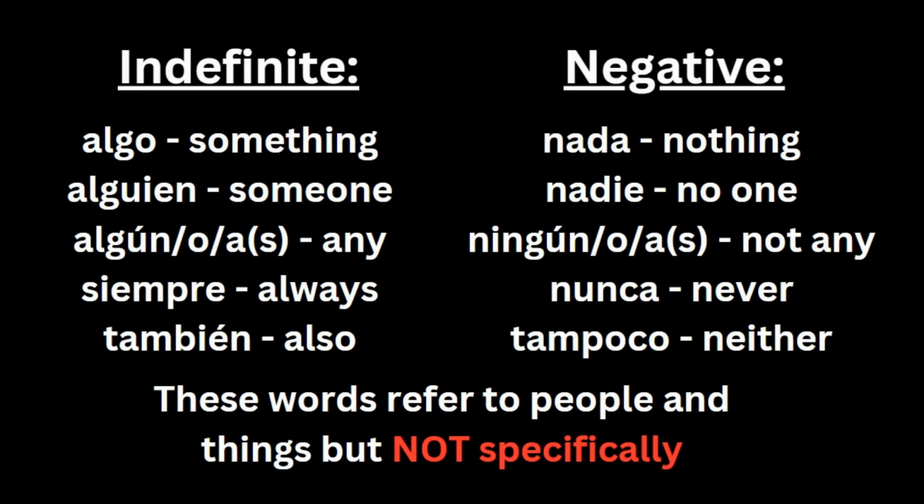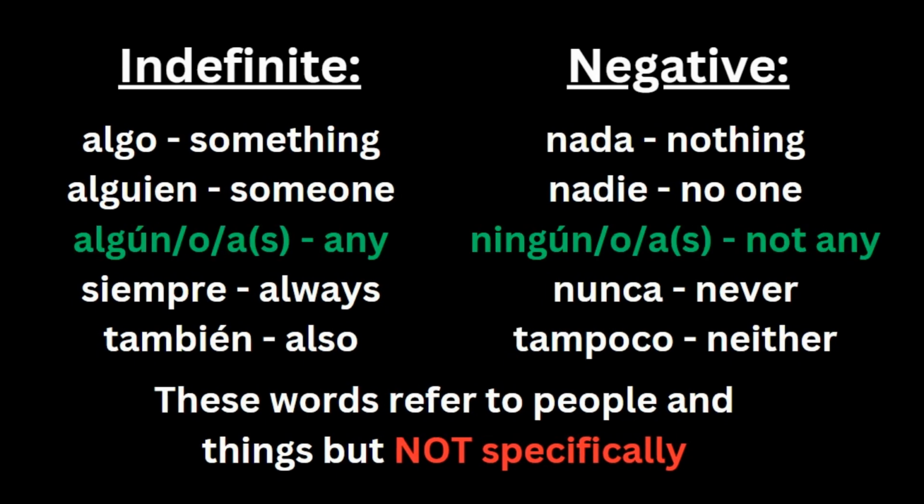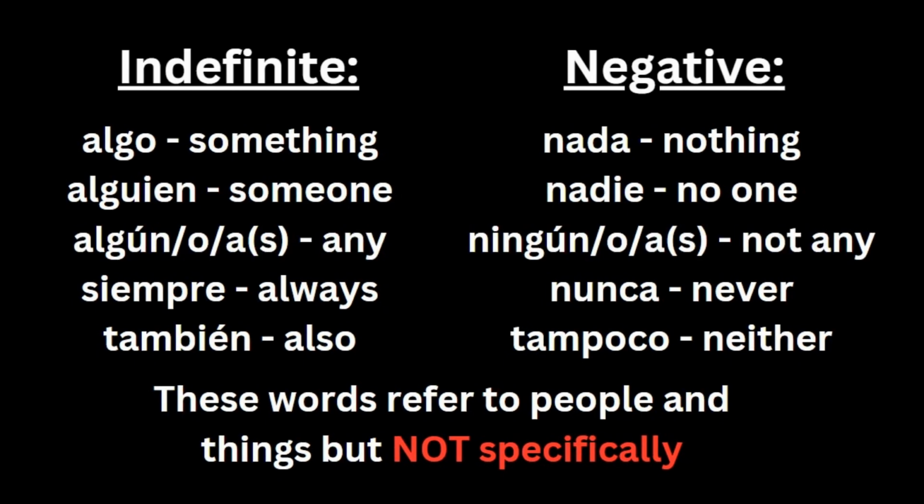First, there are some indefinite and negative words you should know in Spanish, like these ones. These words refer to people and things, but not specifically. Algo means something, alguien means someone, algún means any, and it's the only word that has gender and plurality, along with the negative version too. Siempre means always, and también means also. The negative words are nada, meaning nothing, nadie, meaning no one, ningún, meaning not any, nunca, meaning never, and tampoco, meaning neither. Even though I will not use all of these words, they're still very useful to know.